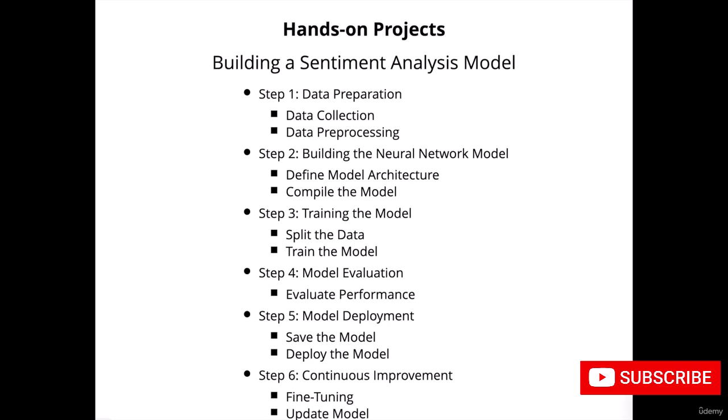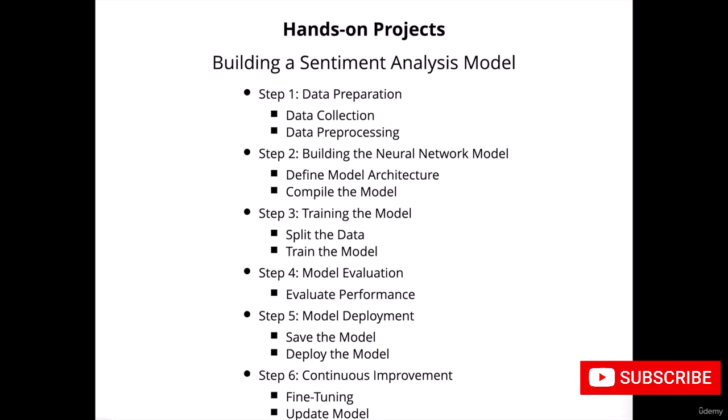Next is data preprocessing. Preprocess the text data by tokenizing, padding sequences, and encoding labels. For example, tokenize the text into words or tokens. Convert words to integers using a tokenizer. Pad sequences to ensure uniform length.